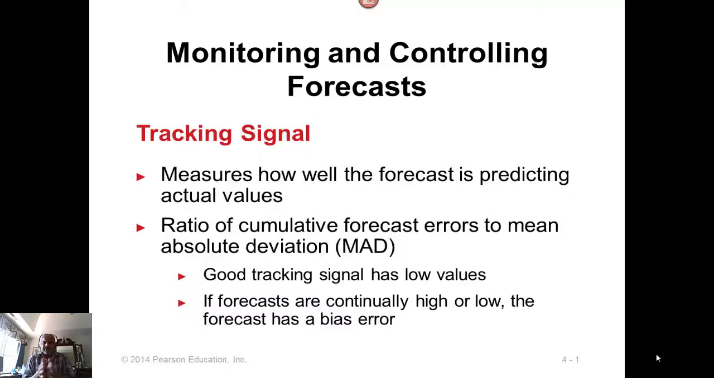So a good tracking signal will be close to 0. If it is continuing to be positive or continuing to be negative, that means there is a bias in forecasting. You're continuing to over forecast or continuing to under forecast. And also if it goes beyond a certain limit, then that would be cause for concern and intervention.